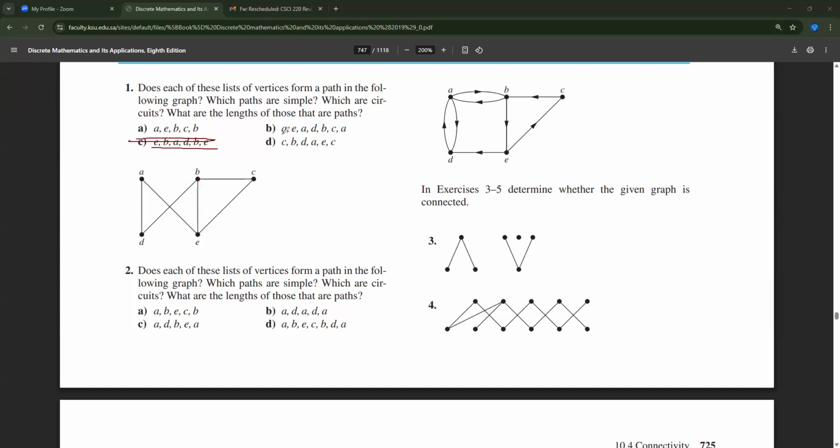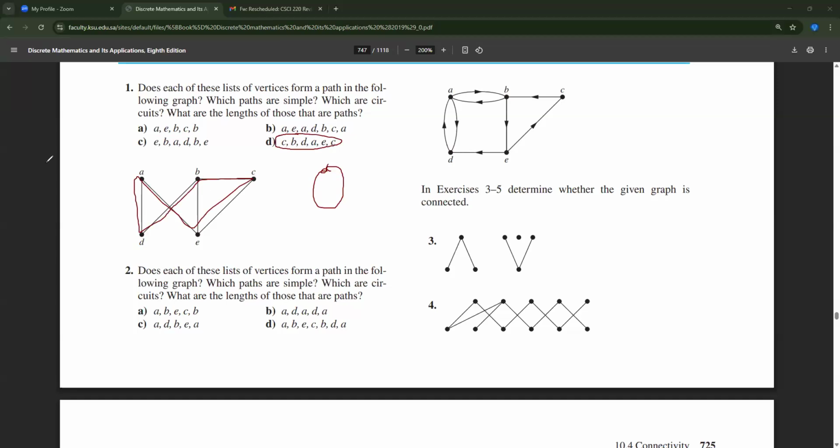This one is. You can go from A to E to A to D to B to C. Maybe D is a circuit. Basically, the circuit is you start and you end at the same point. That's the whole idea of it. So we start at C, we go to B, we go to D, we go to A, we go to E, we go to C. Yep, this is a circuit.